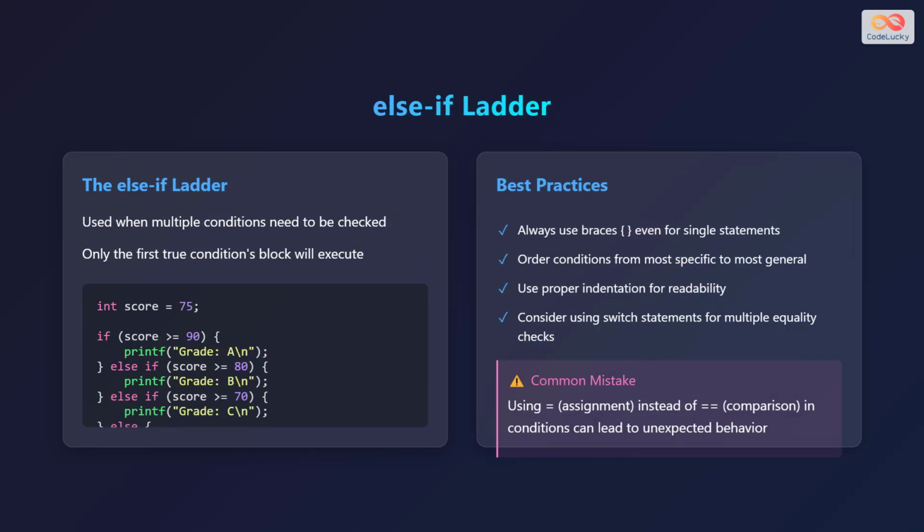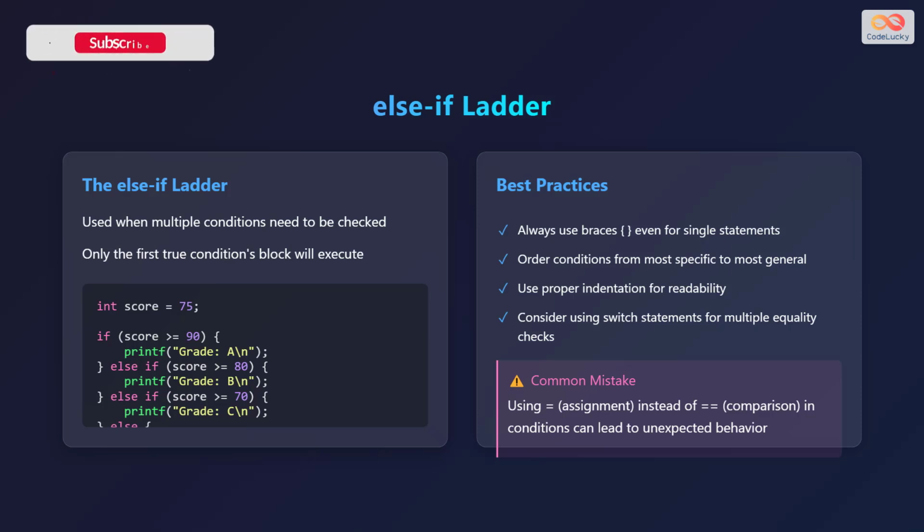The else-if ladder is used when there are multiple conditions that need to be checked in sequence. Each else-if condition is checked only if the previous if or else-if condition is false. Only the block of code corresponding to the first true condition will be executed.